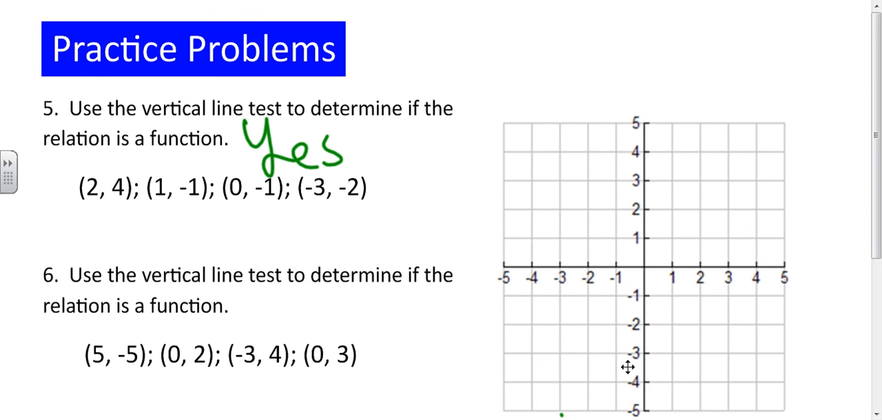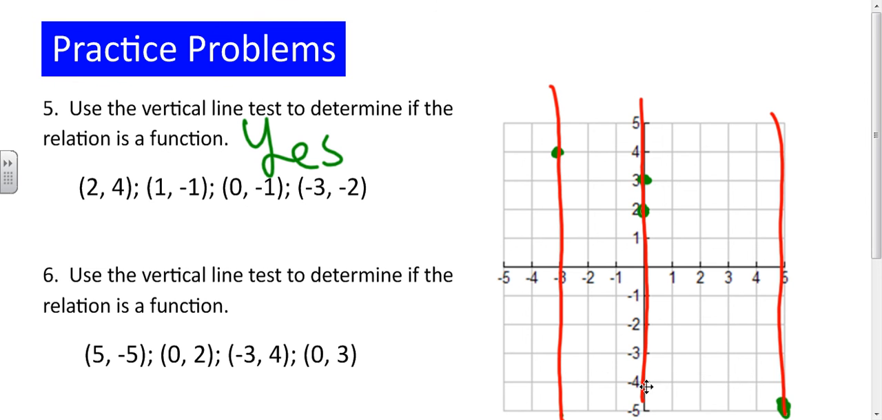Let's take a look at the next one. I want to plot all of these points now. I've got (5, -5), (0, 2), (-3, 4), and (0, 3). I want to try the vertical line test here. My vertical line only goes through 1 point here, but my vertical line goes through 2 points here, so it fails the vertical line test. This one is not a function.